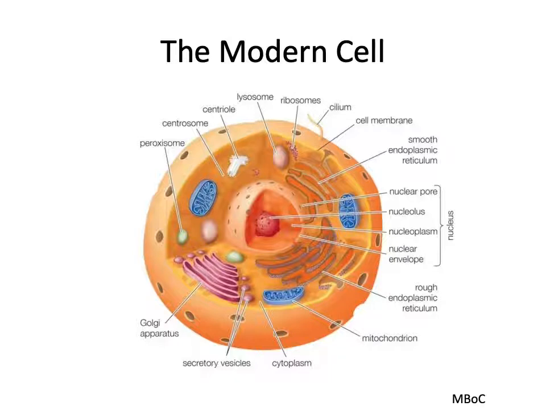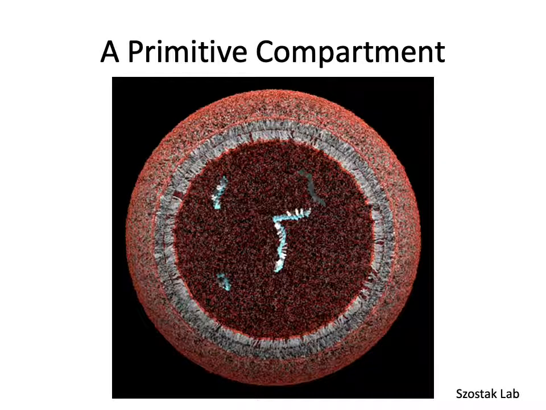The modern cell is a very complex system consisting of many parts which perform very specific functions. We've learned a lot about how the cell works in the last 20 or 30 years, but there's still more questions to be answered. One of these questions is how exactly the initial cell emerged and evolved in the first place. And one of the hypotheses is that a primitive compartment, otherwise known as a protocell, was the first form that eventually evolved into modern cells.